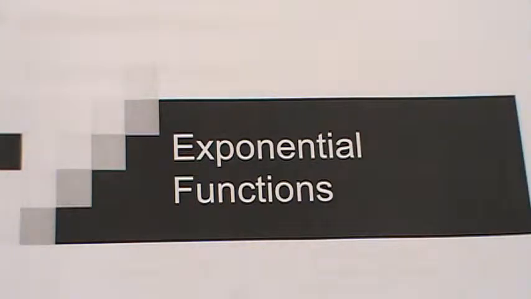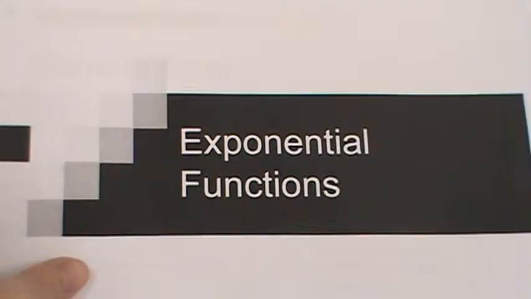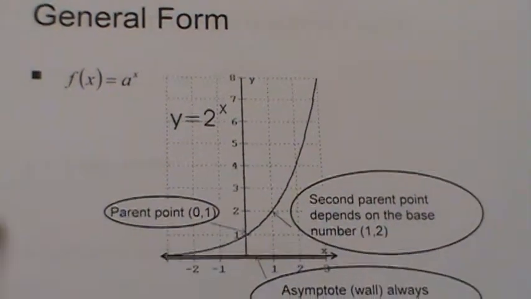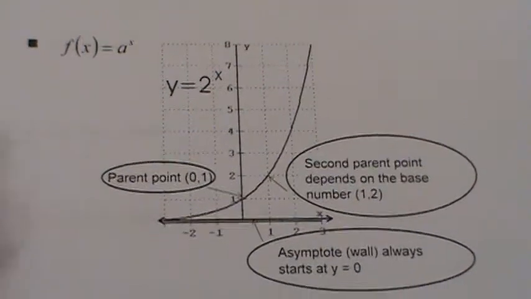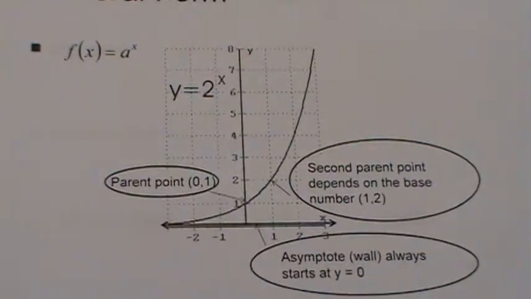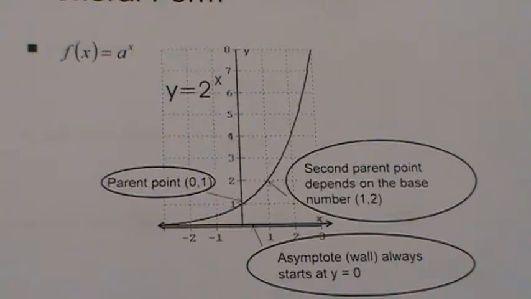Welcome to exponential functions. Today we're going to talk about how you graph exponential functions not using an XY table. So we're again going to start by looking at parent points. This is what the graph of an exponential function looks like. Our general form is f of x equals a to the x. So here we have graphed y equals 2 to the x.